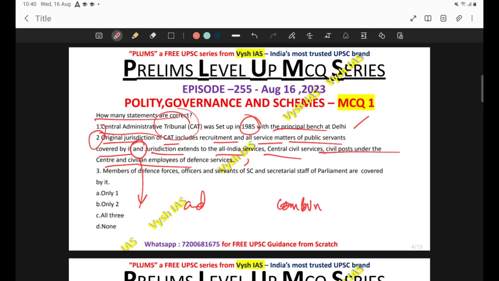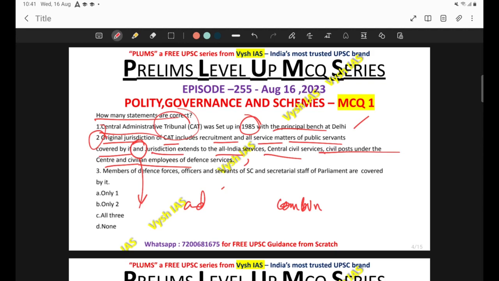So it is all about your presence of mind. You have to split the statements. Read this first part: original jurisdiction of CAT includes recruitment and all service matters of public servants covered by it. It's a simple statement. Yes, this is correct. If you have learned the basics from Lakshmikant, you know it's correct. Then split the statement: and jurisdiction extends to all India service, central civil service, civil post under the center, and civilian employees of defense service. Even this is also a static statement.